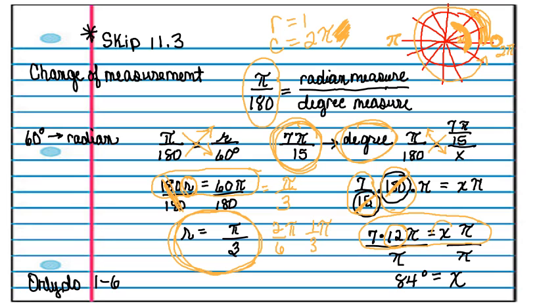And now to get this x by itself, I have to divide everybody by pi, which ends up canceling out, and we find that that radian equals 84 degrees. So at this point in time, just to practice a lot of cross-multiplying type of things and solving for x, we're going to do 1 through 6.